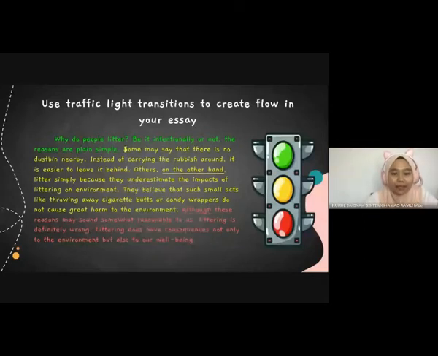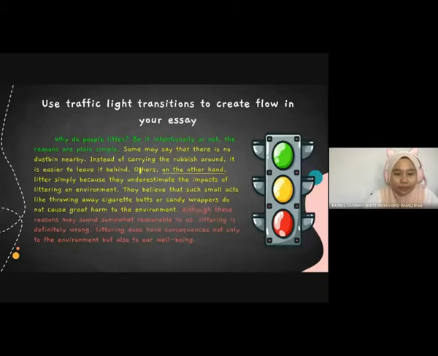Some may say that there is no dustbin nearby. Okay, this is the first reason. Then an explanation of the reason: instead of carrying the rubbish around, it is easier to leave it behind. Just leave it there. Alright. Others, on the other hand, it gives another angle. Others, on the other hand, litter simply because they underestimate the impacts of littering on the environment.